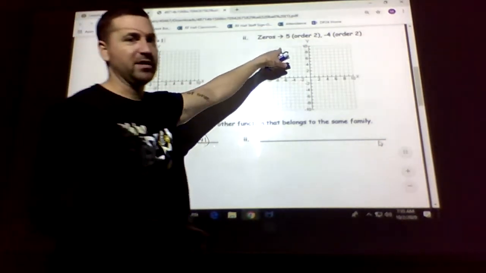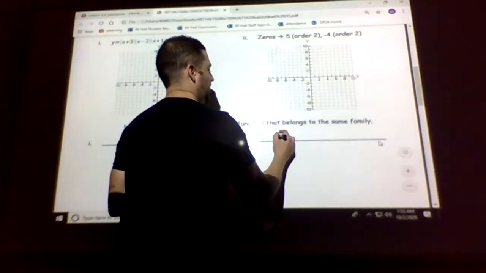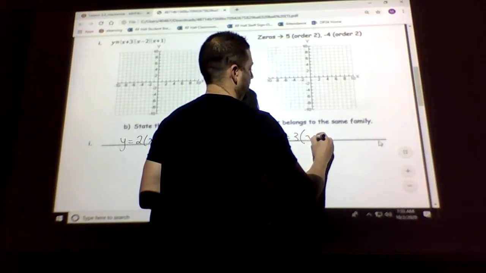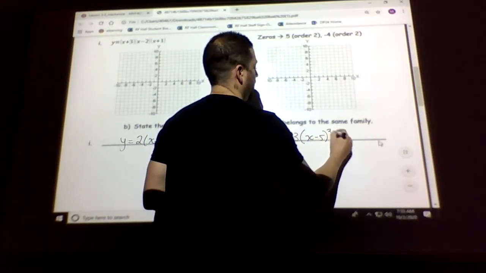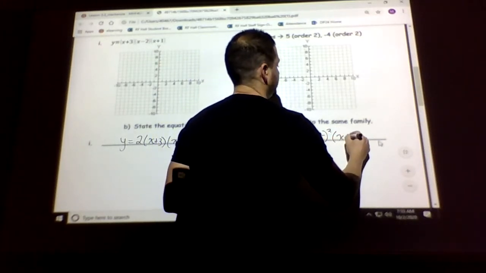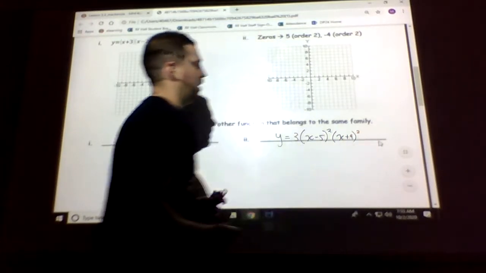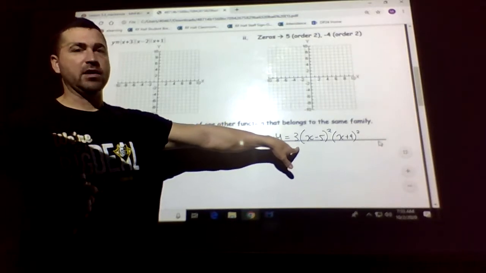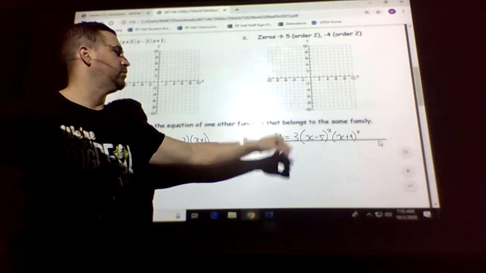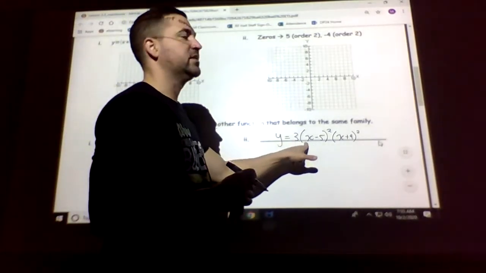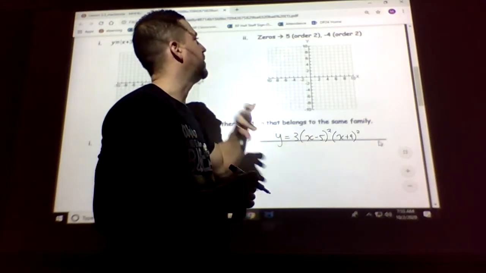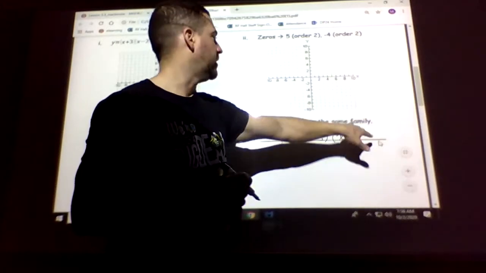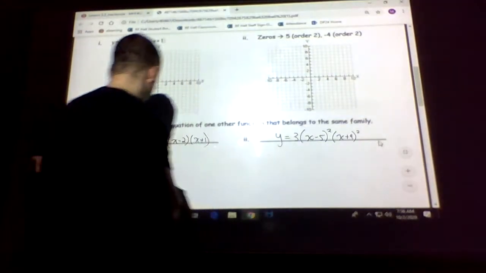This one we don't have an equation, but we can make one with a different a value. So let's say 3, then we have (x - 5) squared, and (x + 4) squared as well. Okay, so we just added an a value. We don't know what that one was, so we just put 1 here. And remember, when we plug the x-intercepts into the brackets, they become the opposite. So it was -5 and -4. Okay, and then both are order 2.